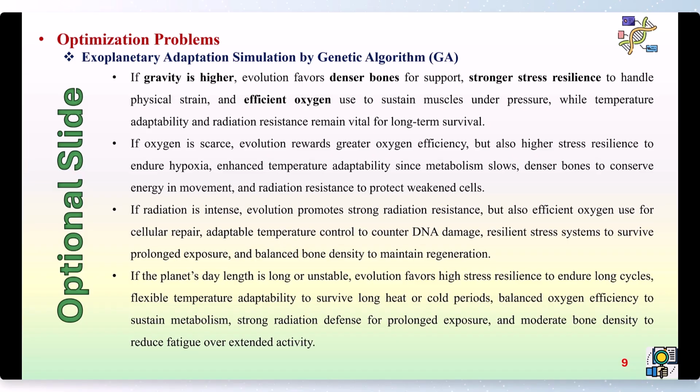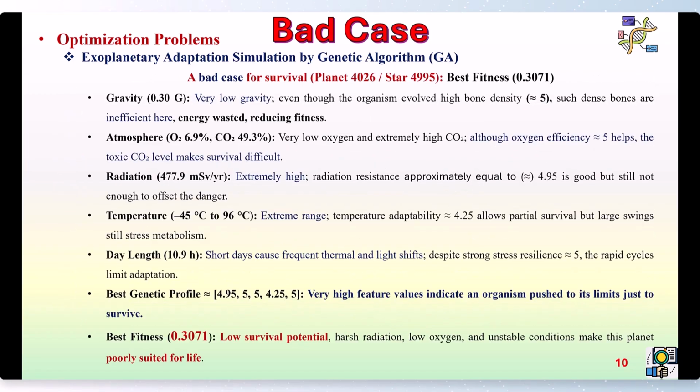And more. For example, if oxygen is scarce, evolution rewards greater oxygen efficiency, but also higher stress resilience to endure hypoxia, enhanced temperature adaptability since metabolism slows, denser bones to conserve energy in movement, and radiation resistance to protect weakened cells. Now we are going to investigate a bad case and a good case in our simulation.